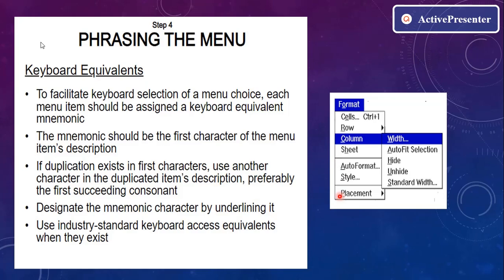There are also certain industry standards being used. We use industry standard keyboard access equivalents when they exist. For example, in Microsoft Windows, we call these keyboard equivalents access keys. You might have heard about these access keys. We have standard keyboard equivalents that are used whenever you are working with certain systems or certain operating systems.